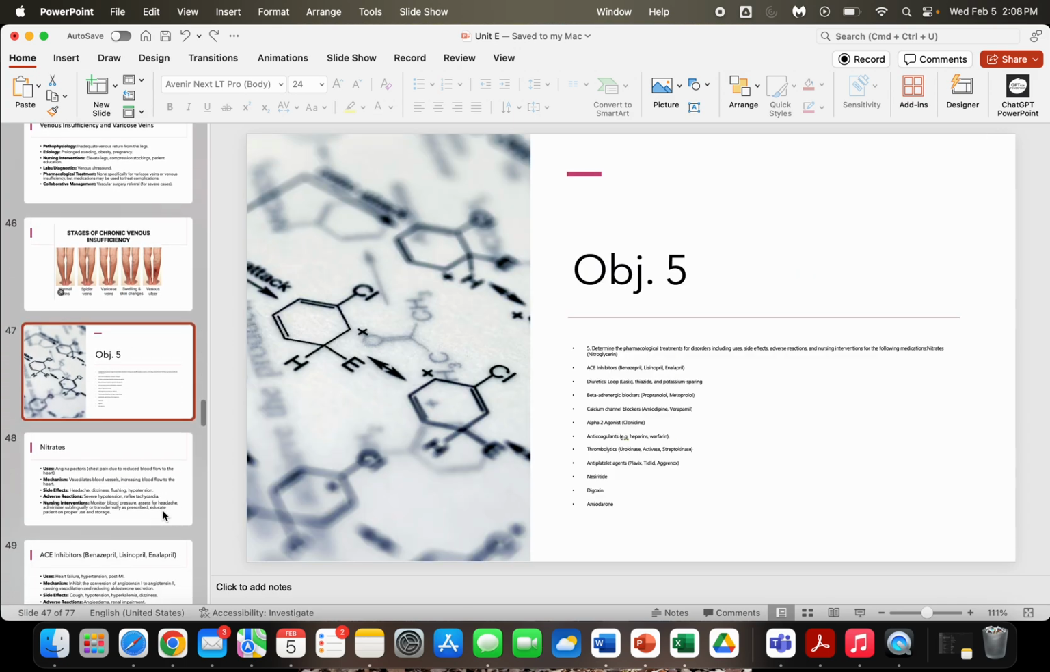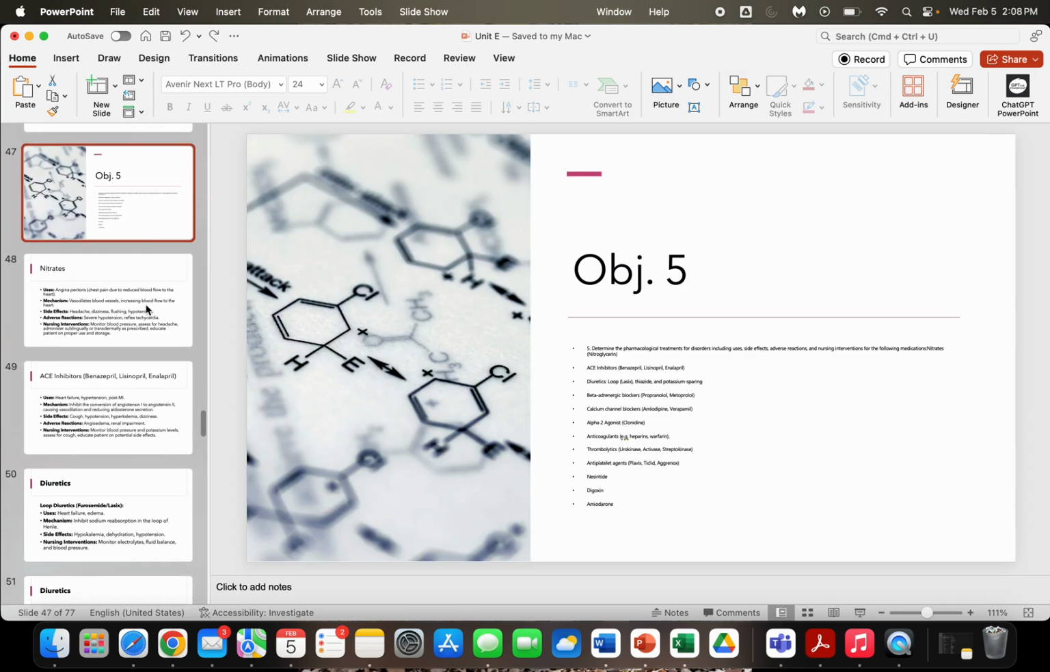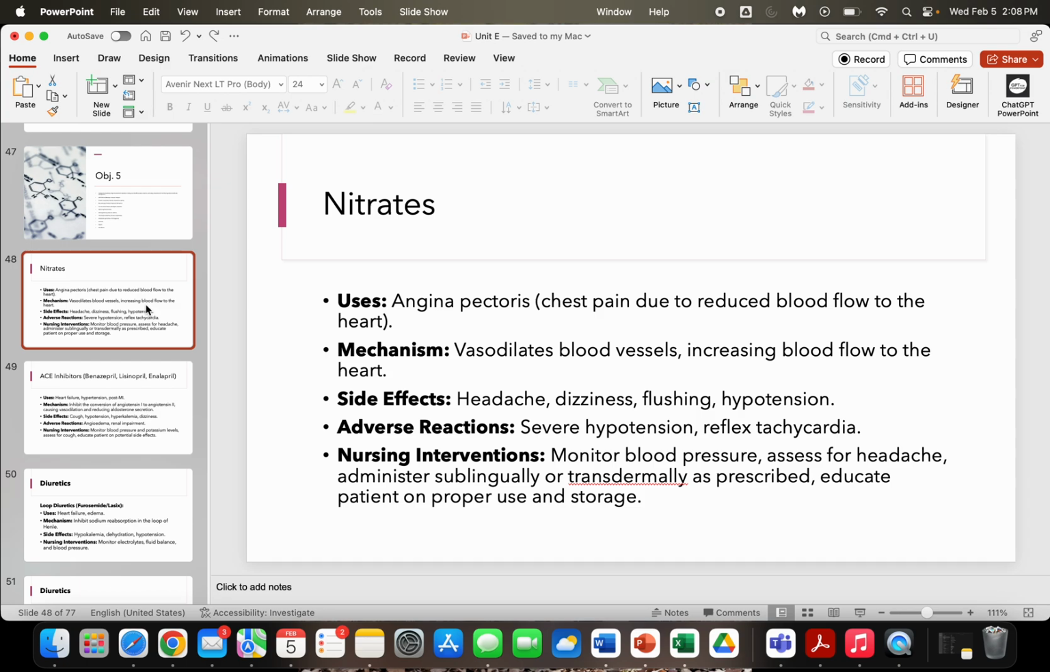Okay, so let's talk about objective 5, which is our meds. So some of the primary meds we're going to use in all of these patients, okay? So one of the things we're going to see are nitrates. These are your nitroglycerins, things like that. I'm going to go through these and mention what I think is most important, but I expect you to study your pharmacology just like you would any pharmacology. It's mostly memorization. You need to know what it's for, what its mechanism is, what side effects can occur, and what nursing interventions we're going to do for these patients, right?